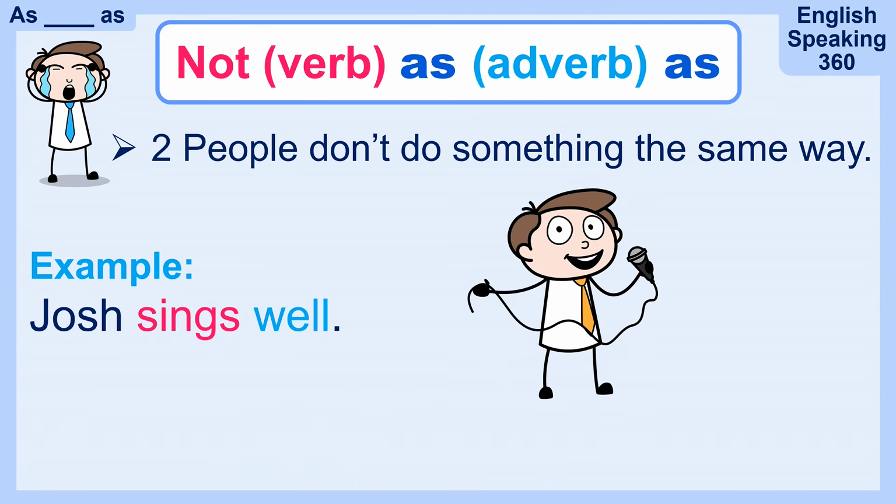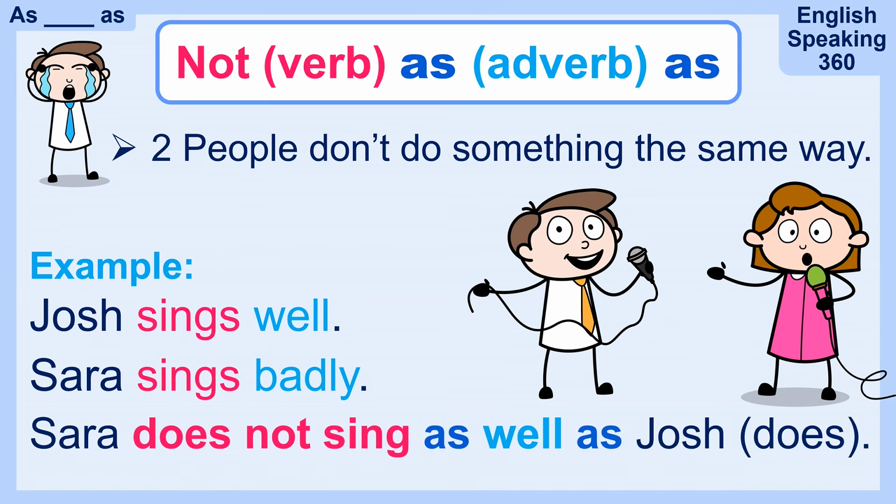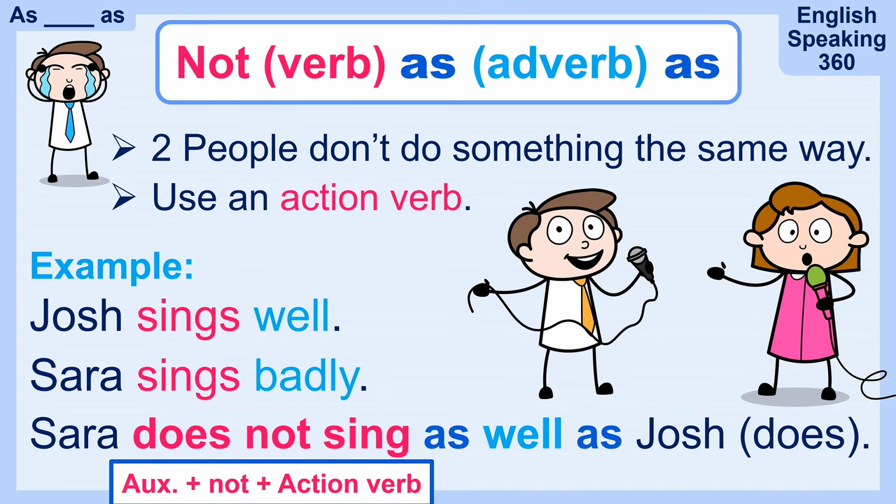Josh sings well. Sarah sings badly. Can you make the sentence? Try to use the adverb well first. Remember that the first person does it less well. So start with Sarah. Sarah does not sing as well as Josh. Here we have the action verb sing plus the auxiliary and not. Well is your adverb and does is optional.